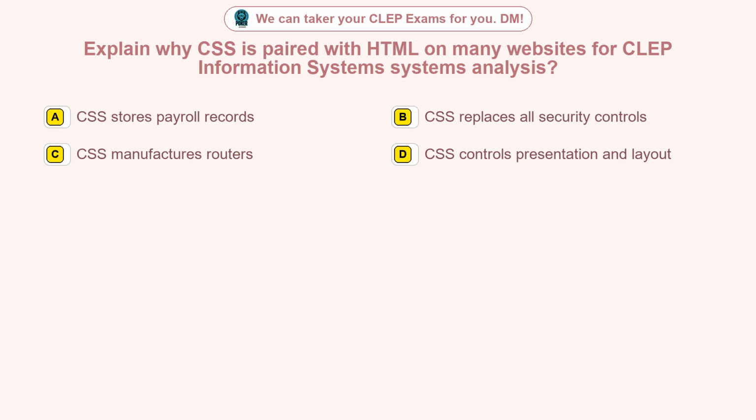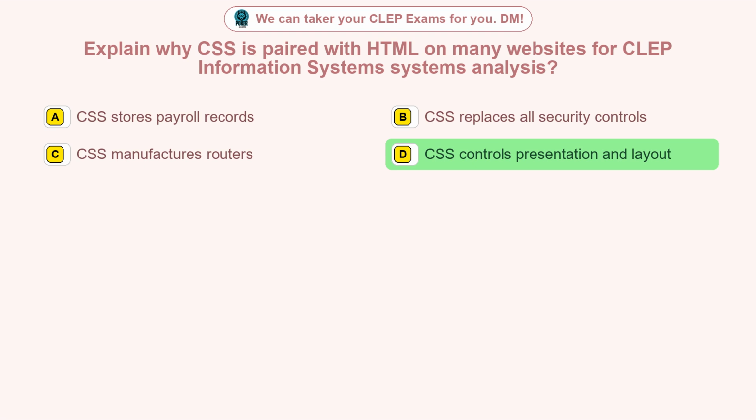Question 35. Explain why CSS is paired with HTML on many websites for CLEP Information Systems analysis. Option A. CSS stores payroll records. Option B. CSS replaces all security controls. Option C. CSS manufactures routers. Option D. CSS controls presentation and layout. The correct answer is option D.